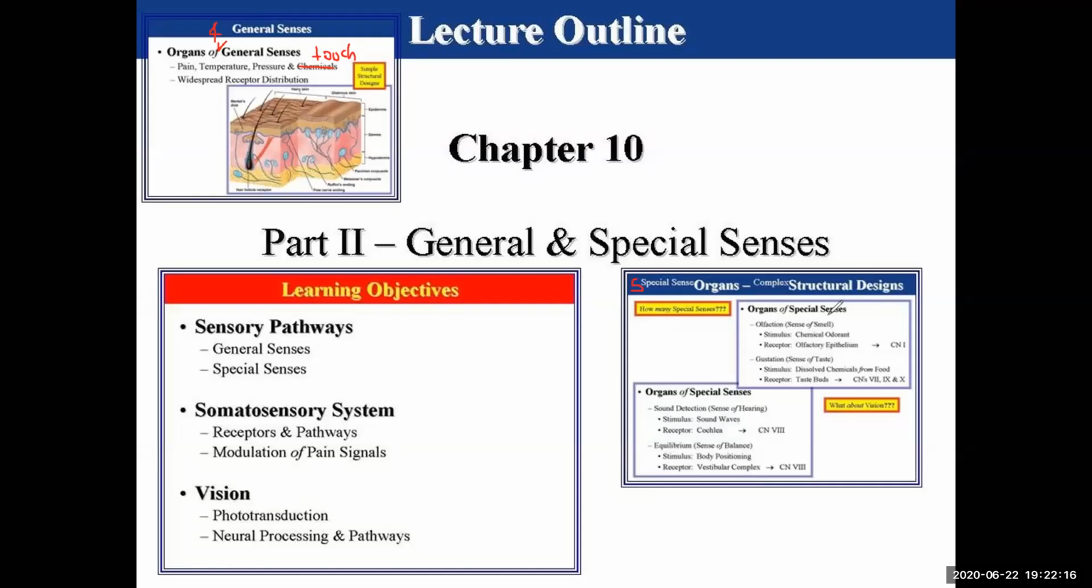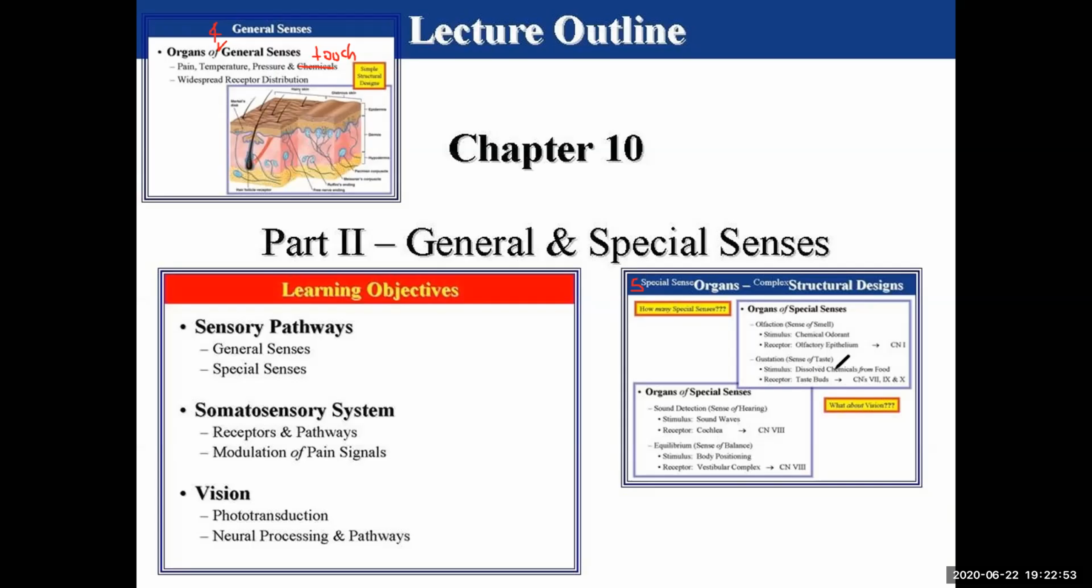So for example, sense of smell, you recall that's olfaction. Sense of taste, gustation. Sense of hearing, sense of balance, equilibrium. So these are the nerves. So the stimulus, for example, sense of smell, the stimulus is chemicals. The receptor is called olfactory epithelium, sending information through cranial nerve number 1, olfactory nerve.